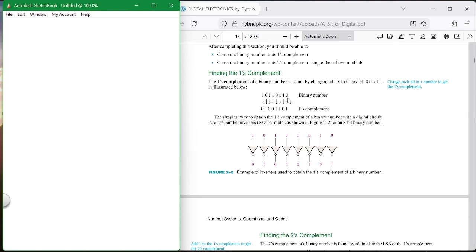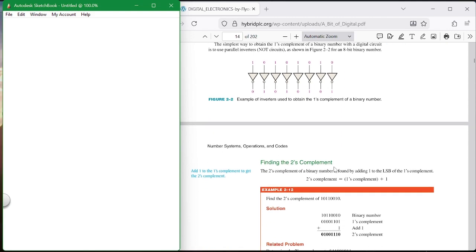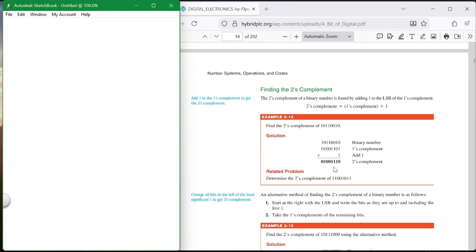In other words, you take all the bits and then you flip them and then you add 1. That's called finding the 2's complement. So what is the 2's complement of this number? It is this number. All right? So you flip all the bits and then you add 1.